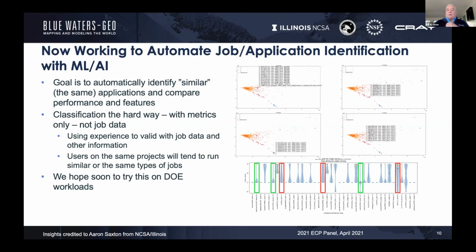And the table down below shows different profiles that now are coming out as saying, yes, these codes are similar. This works reasonably well for long-running large applications. The orange to the left are the short-running smaller applications where they're very noisy, and that is still a work in progress to do that. And we hope very soon to try this on DOE workloads.